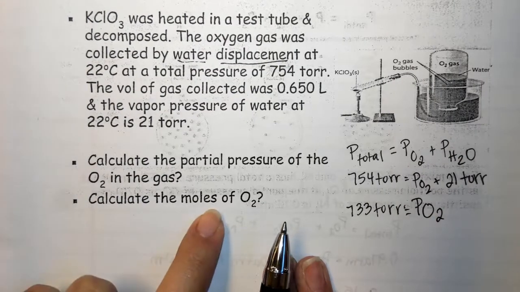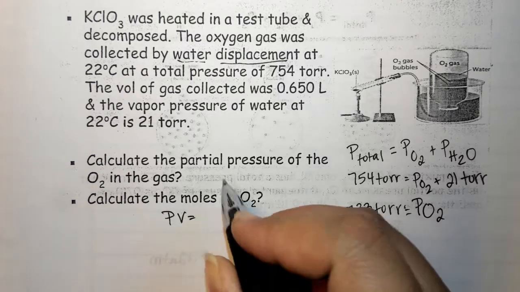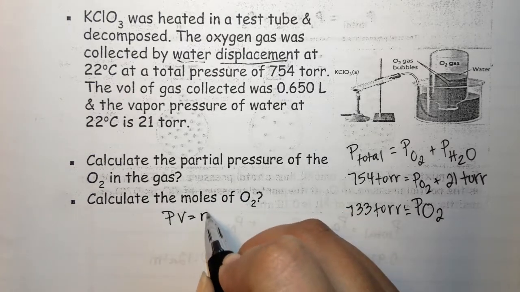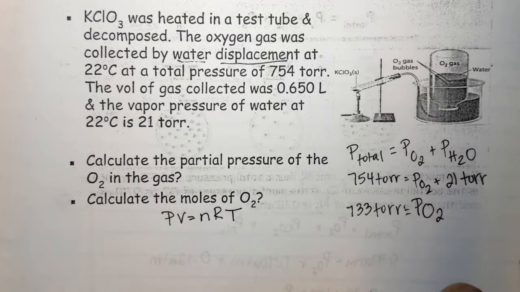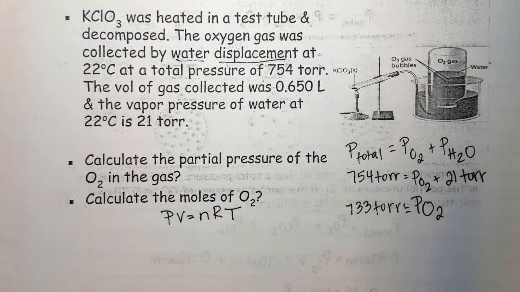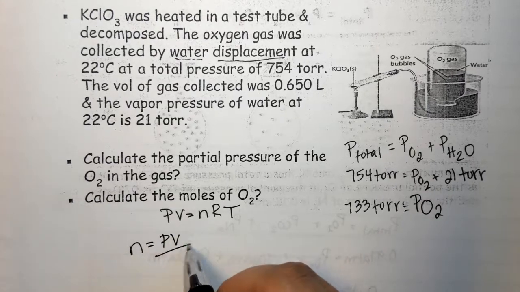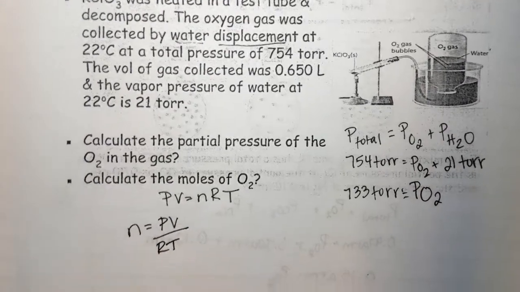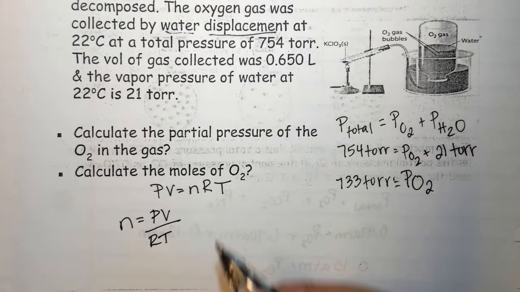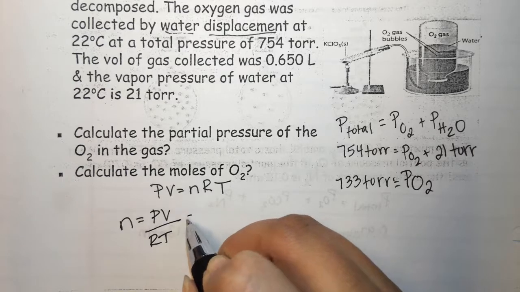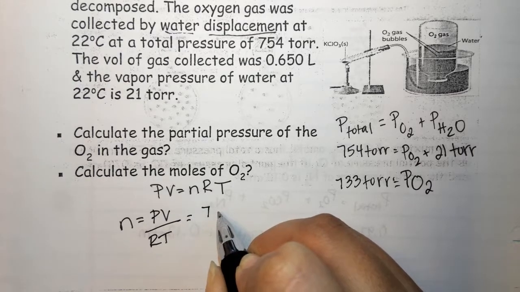Well, since we see the amount of oxygen, remember we use the ideal gas law. Pressure times volume equals moles times the ideal gas constant times temperature. So we are going to move it around to solve for n, so PV divided by RT. Okay, so with this in mind, we have the pressure of oxygen, which is 733 torr.